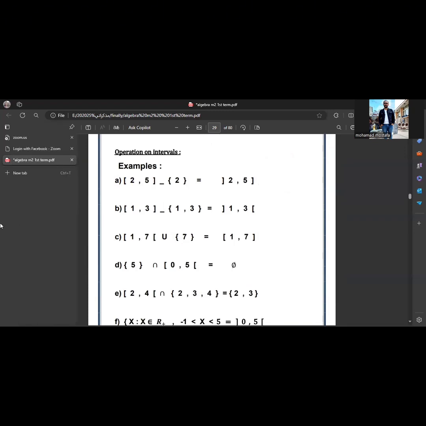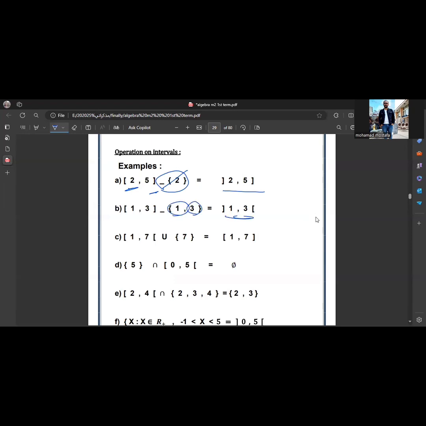He gives me some operation in this answer. I have 2 and 5 closed. Okay, very good. So if I take the difference of 2, cancel the 2, make it opened, the open interval 2 to 5. And 1 and the 3 interval closed, or closed interval from 1 to 3, and take out 1 and take out 3.